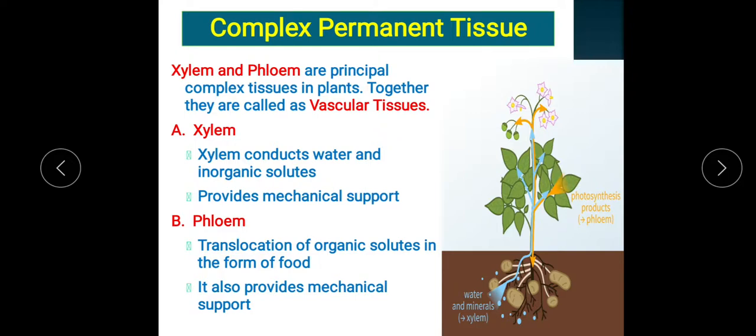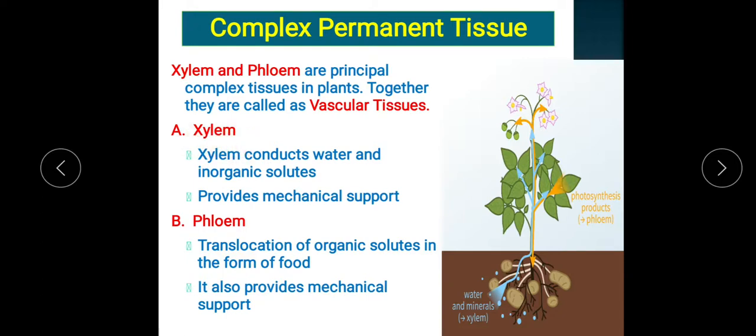In plants, complex permanent tissues are permanent tissues which include more than one type of cells, and these cells work together as a single unit to perform a common function. The principal complex tissues in plants are of two types, xylem and phloem. These tissues are together called the vascular tissues. So first of all we will see about the xylem.